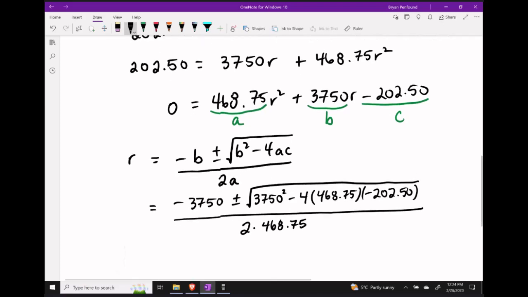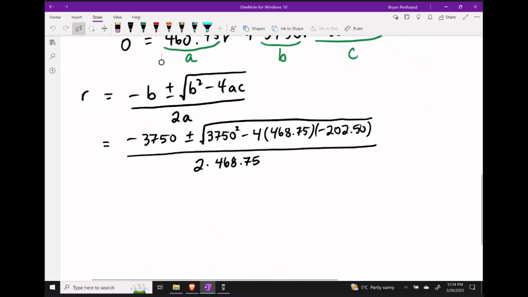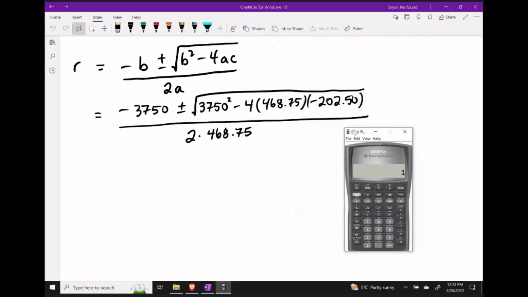And making our substitutions in for a, b, and c, we get the following. Now it looks a little bit complicated, but we can use our calculator to help us simplify this square root. So let's start with 3,750. We're going to square that. Then we're going to subtract 4 times our 468.75, and then multiply by 202.50. Make sure that we use the plus minus button here. We're going to make that a negative 202.50. And then let's hit equals.